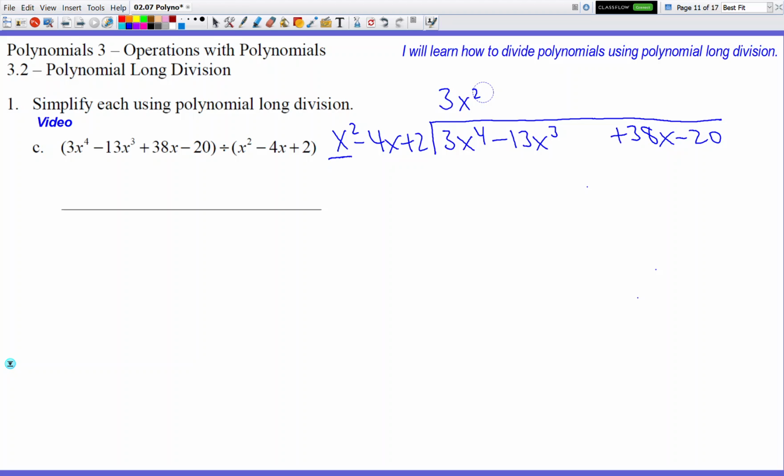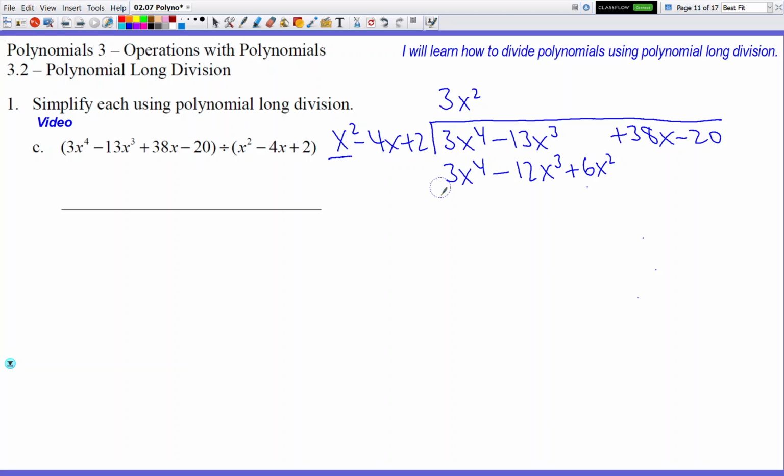Okay, so 3x squared times x squared is 3x to the 4th power. Okay, 3x squared times negative 4x, that's going to be a negative. 3 and 4 make 12. X squared and x make x to the 3rd power. Okay, and usually this is where we're ending, yeah, as far as distribution, but we have a third number, we have a positive 2. So 3x squared times positive 2. So that's going to make a positive. 3 and 2 makes 6, and then I got x squared.